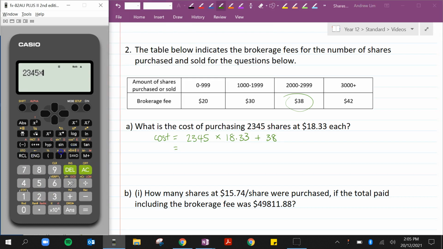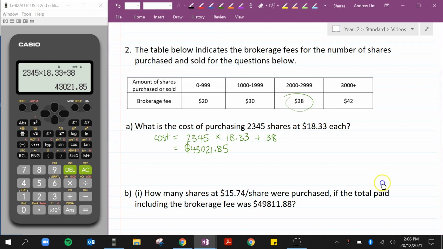So we'll put that in our calculator. And it's going to cost $43,021.85. A lot of money.